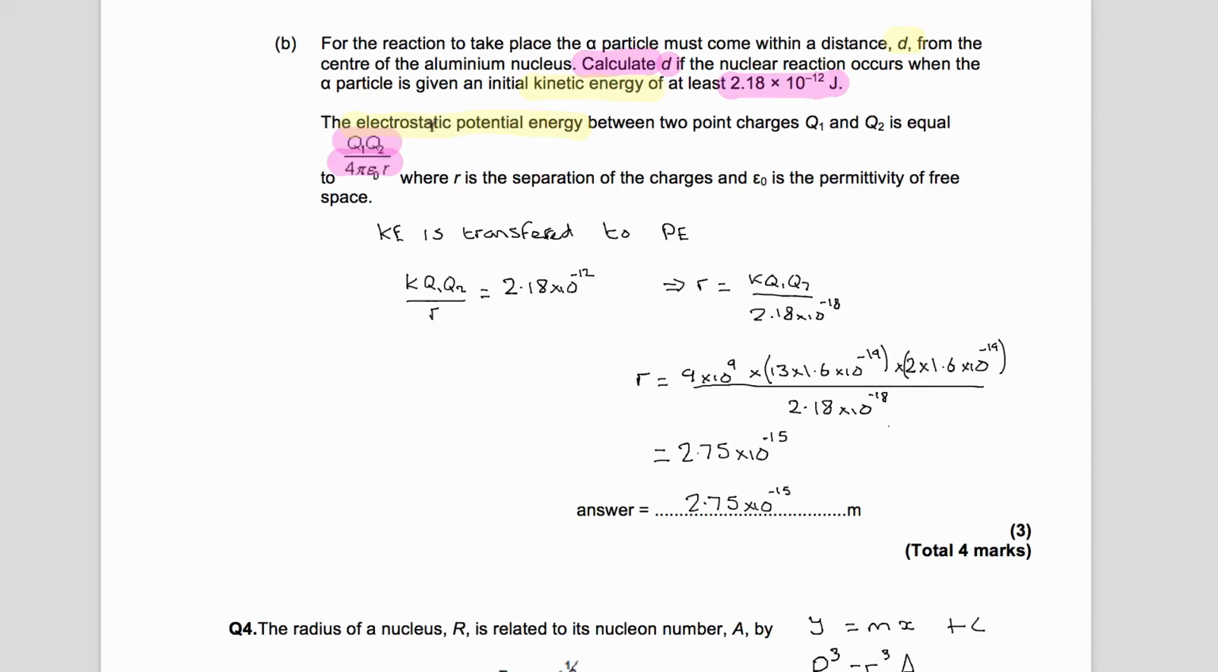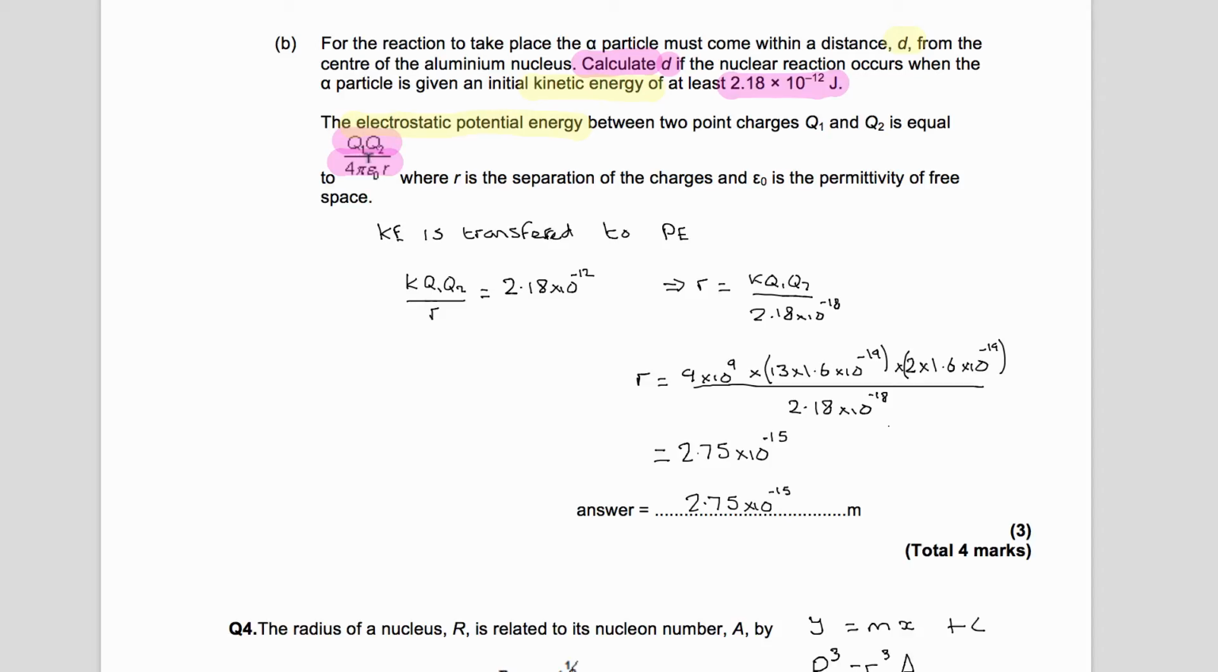We're then told, and it's very nice of them to tell us, that the electrostatic potential energy, if we've got 2 point charges, is equal to this thing here. So it's equal to the charge of the first particle multiplied by the charge of the second particle divided by all of this, where r is the separation of the charges.